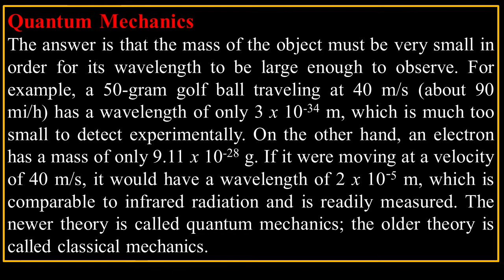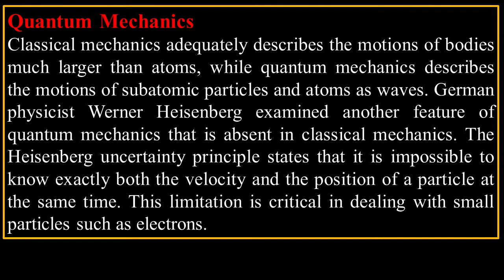Classical mechanics adequately describes the motions of bodies much larger than atoms, while quantum mechanics describes the motions of subatomic particles and atoms as waves. German physicist Werner Heisenberg examined another feature of quantum mechanics that is absent in classical mechanics. The Heisenberg uncertainty principle states that it is impossible to know exactly both the velocity and the position of a particle at the same time. This limitation is critical in dealing with small particles such as electrons.